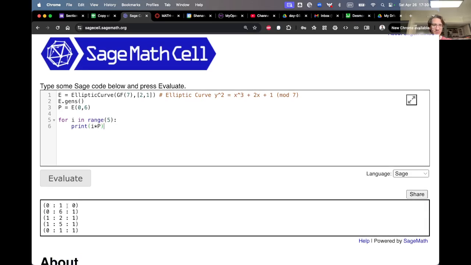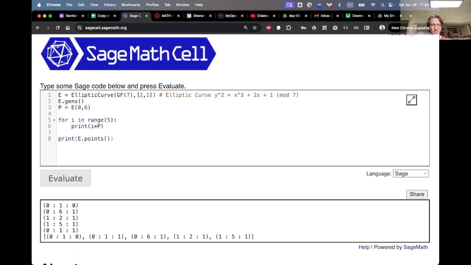And we get the points (0, 1), (0, 0, 6)... So this is the identity. This is the original point P. This is 2 times P. This is 3 times P. And this is 4 times P. So let's look at print E.points. And we got the original 0. Oh, sorry. This is not the identity. This is genuinely the point (0, 1), right?